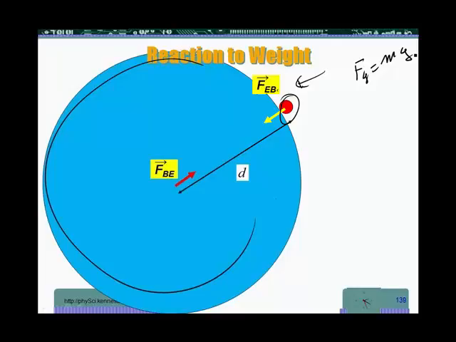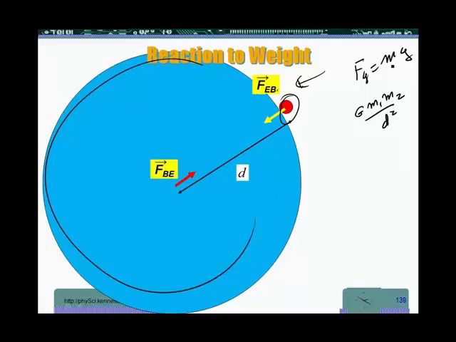And we also figured out how to calculate it with another expression, G m1 m2 over d squared. We have showed that we can use that expression as well to calculate that force. Now, what's the reaction to that force?